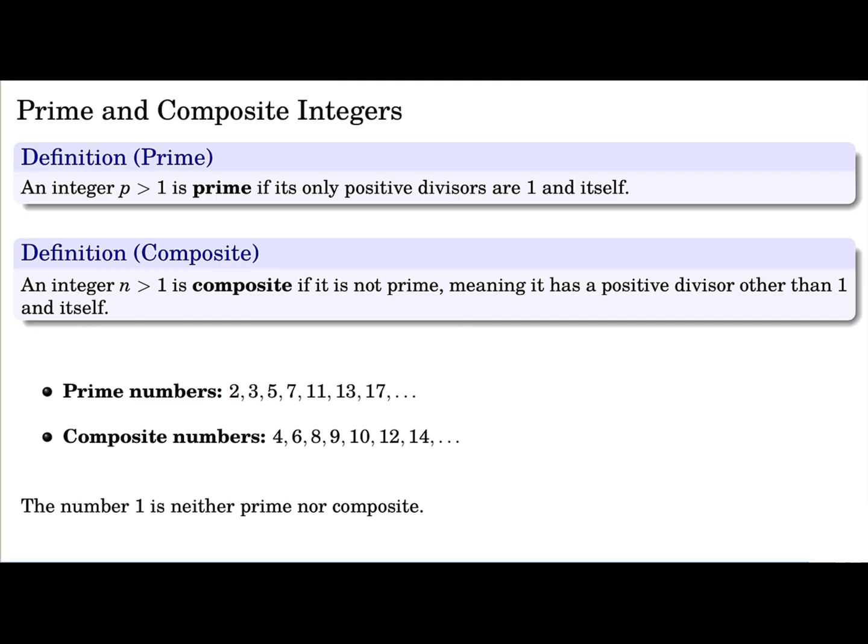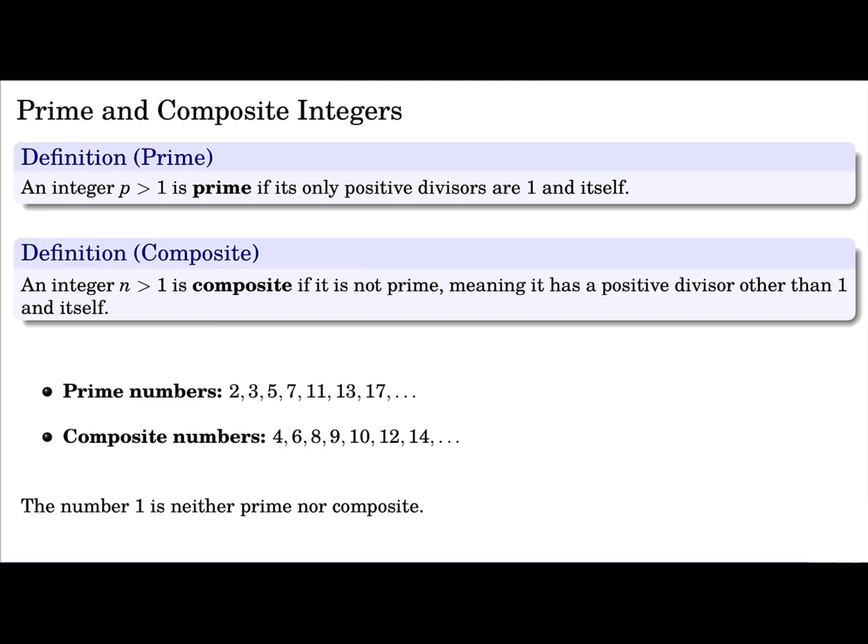So 3, the same. 2 doesn't divide 3. 5, the same. Only 5 and 1 divide 5, and 7, and so on. On the other hand, an integer which is greater than 1 is composite if it is not prime. And so this means that it has positive divisors other than 1 and itself. So some examples are 4, 6, 8, 9, 10.